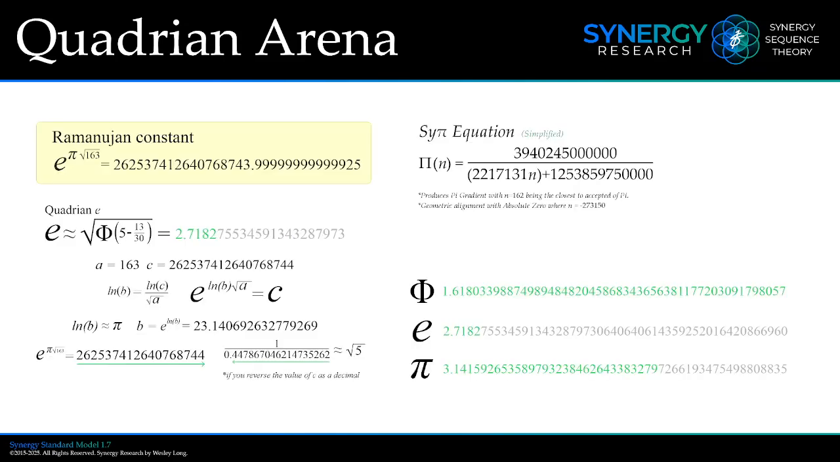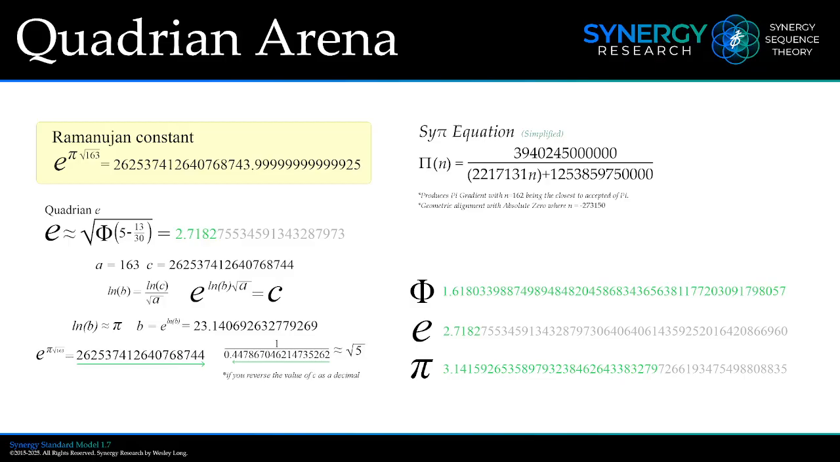And now we arrive at the mathematical summit of the Quadrian Arena, where the most sacred constants in mathematics begin to converge through a symbolic gateway, unified under geometric logic and exponential harmony. This final slide places us in the company of Ramanujan, one of the greatest mathematical mystics of all time. At the top left, we're reminded of one of his most famous revelations.